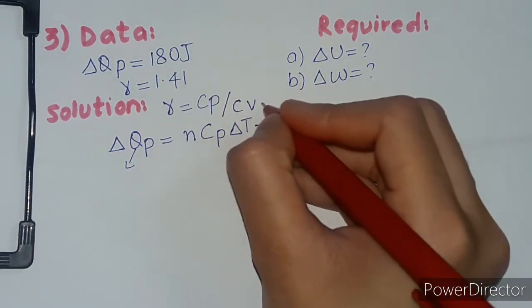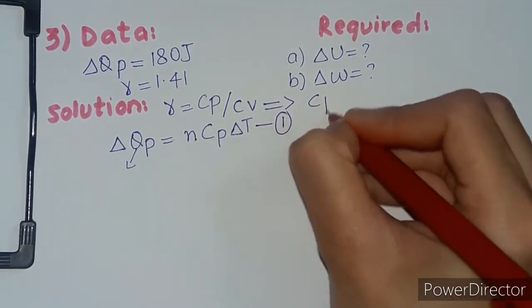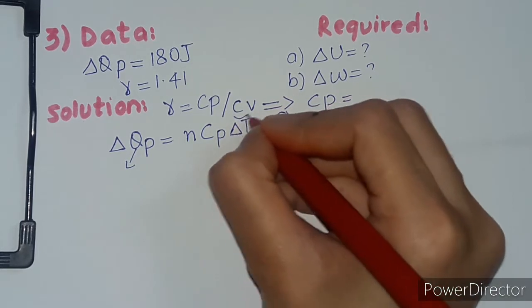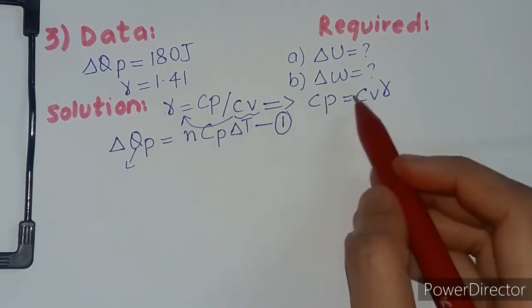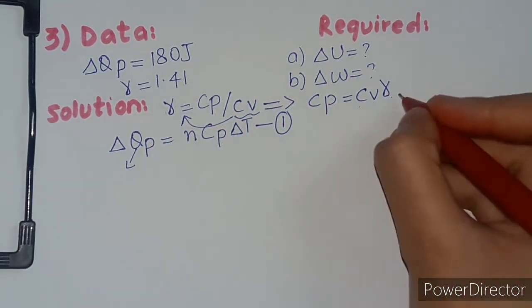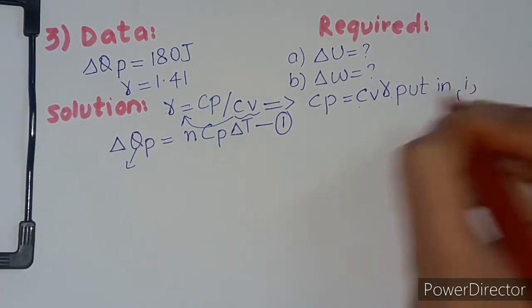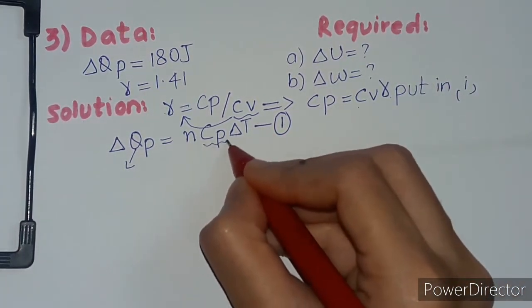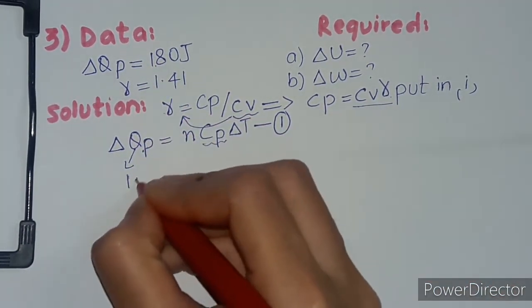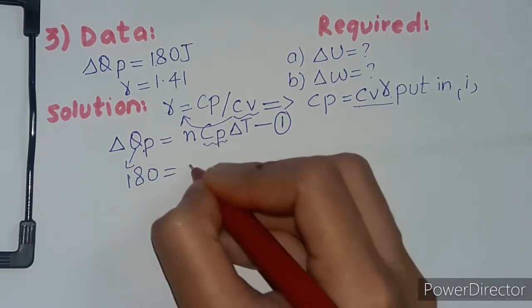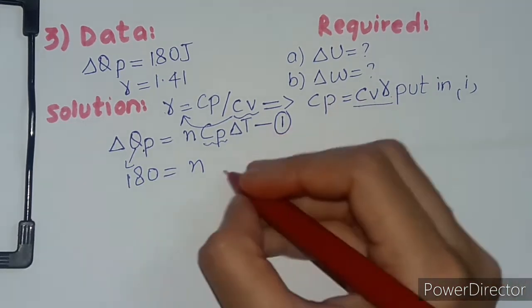Now from this equation we will take the value of Cp. Cp is equal to, Cv is dividing here, and when it goes to the other side it will be multiplied with gamma, so we get Cp is equal to Cv gamma. Now put it in equation number 1. In place of del Qp we put the value 180, so 180 is equal to n, and we are putting the value of Cp.